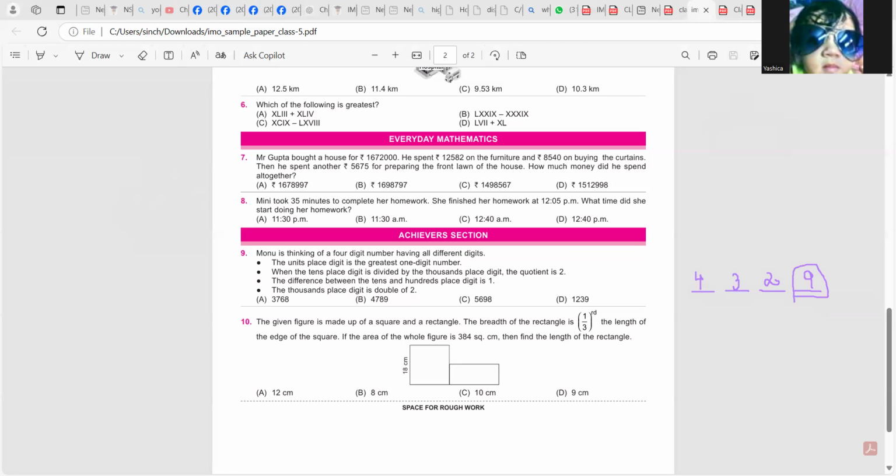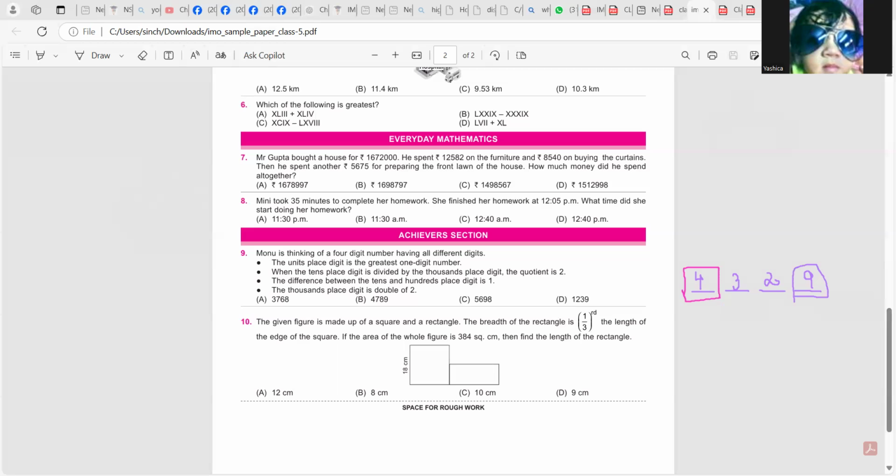Now, when the tens place digit is divided by the thousands place digit, the quotient is 2. Now we don't know the tens place and the thousand place, so we will leave that. The difference between the tens and the hundreds place digit is 1. Again, we don't know the hundreds place and the tens place, so we will leave this one too. The thousands place digit is the double of 2. So the thousand place I've put as 4, which is the double of 2. Because 2 into 2 is 4.